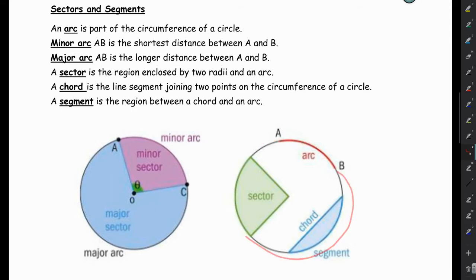A sector is a region enclosed by 2 radii and an arc. A chord is the line segment joining 2 points on the circumference of the circle. And notice a chord doesn't necessarily go through the center of the circle. And a segment is the region between a chord and an arc. So here we have a segment.